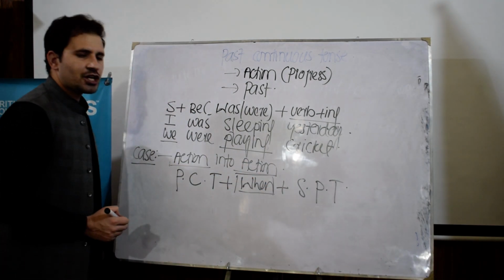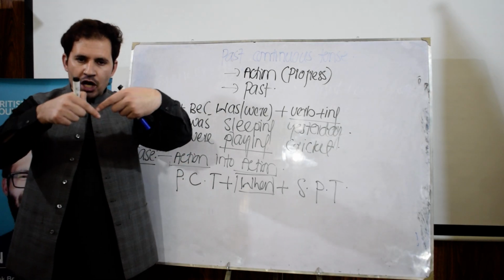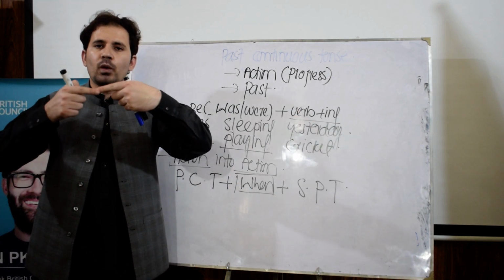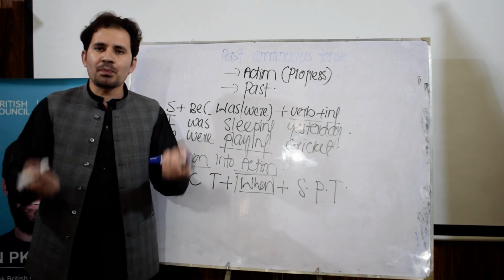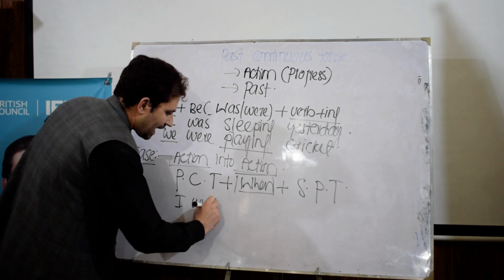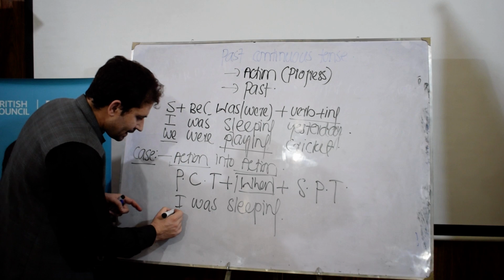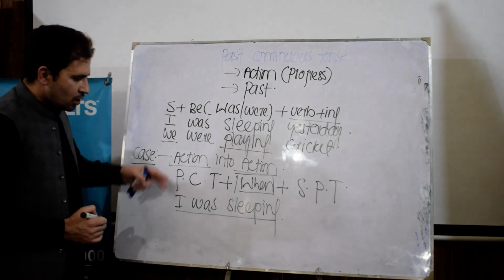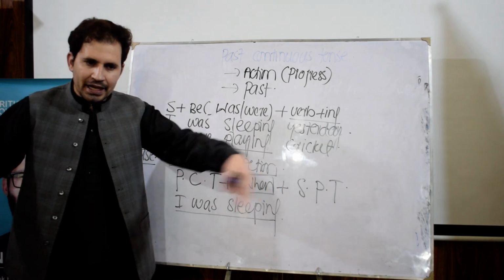With the help of conjunction when. For example, as I said, one action and another action. One action was in progress. When an action was in progress in the past, we use which tense? We use past continuous tense. For example, if I say, I was sleeping. This is my past continuous tense. Why is it past continuous? Because this action was in progress in the past.